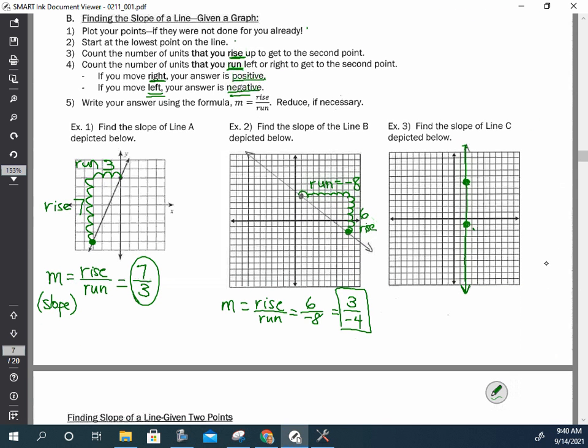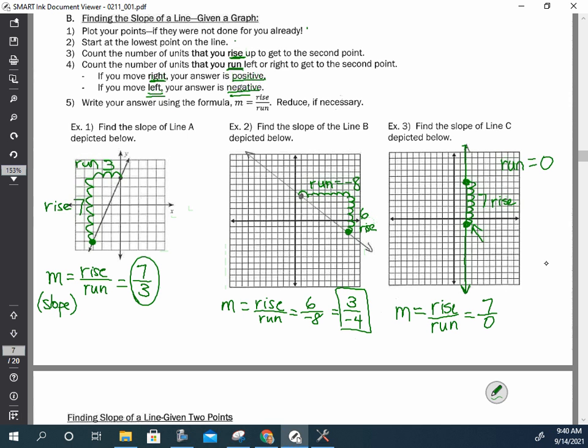So again, we start at our lowest point, count the number that we would rise. That's 1, 2, 3, 4, 5, 6, 7. So our rise was 7, but we don't have to run anywhere. We don't have to run left. We don't have to run right. So your run, in this case, is 0. So if we do our slope, rise over run, that's 7 over 0.